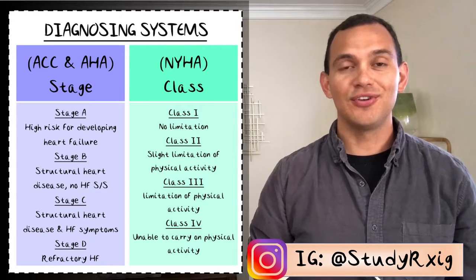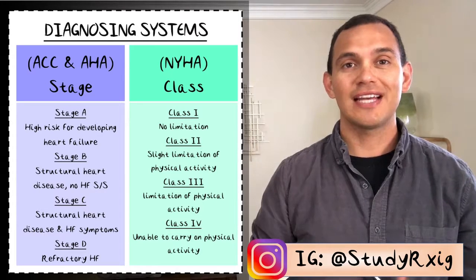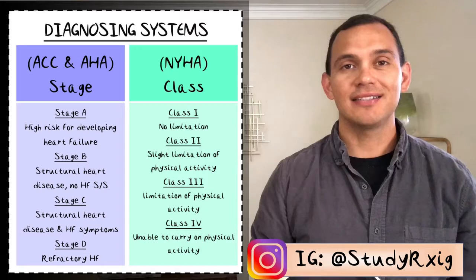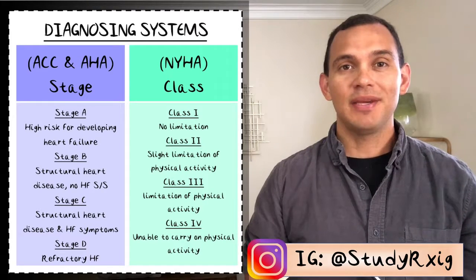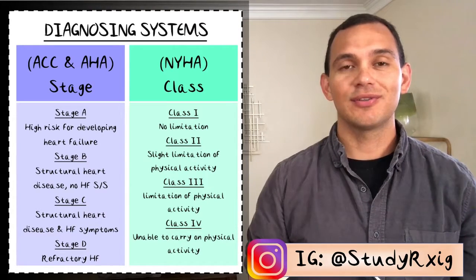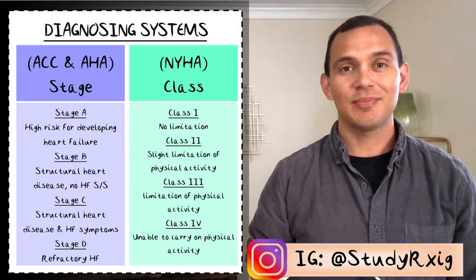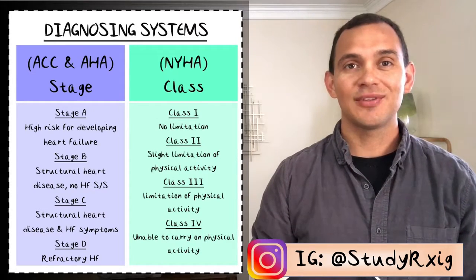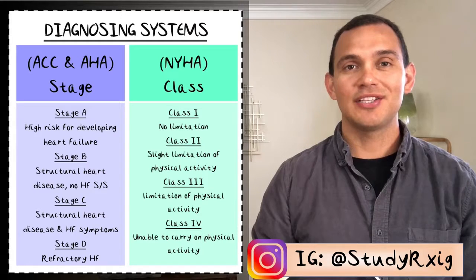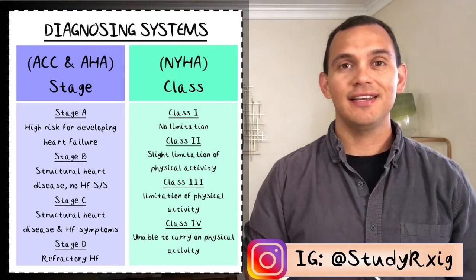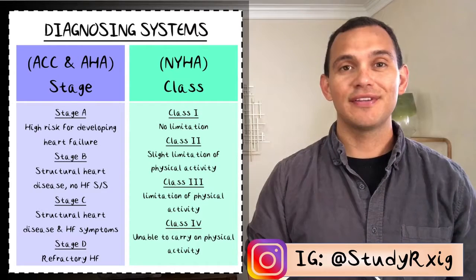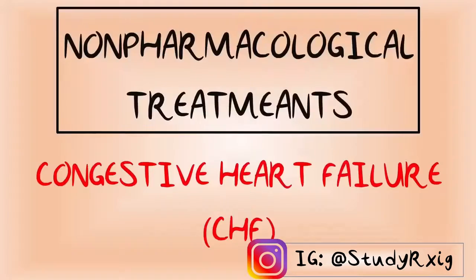Now there's also the New York Heart Association functional classification system. Notice how I mentioned classification and not staging. Class 1 means that the patient has no limitation of physical activity whatsoever. In Class 2, the patient now has a slight limitation of physical activity. In Class 3, the patient now has a limitation of physical activity. And finally, Class 4. This is when the patient is unable to carry on physical activity without discomfort.